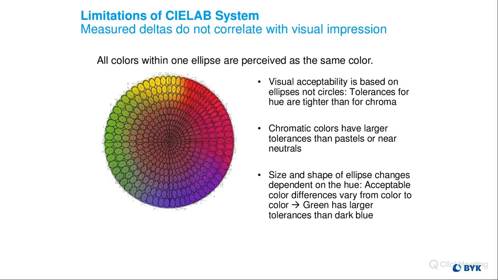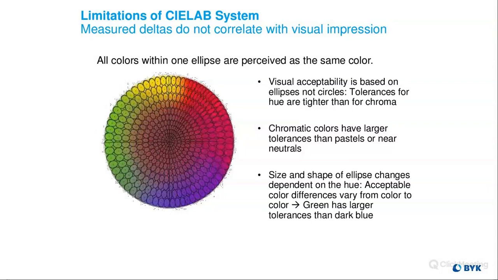Measured deltas do not correlate well with visual impression. And we see here an example of what our eyes are seeing. This is how our eyes view color. So with these circles, you can see there are a lot tighter circles down here in the center rather than out here on the edges. This is because our eyes have tighter tolerances when viewing pastel colors or achromatic colors.